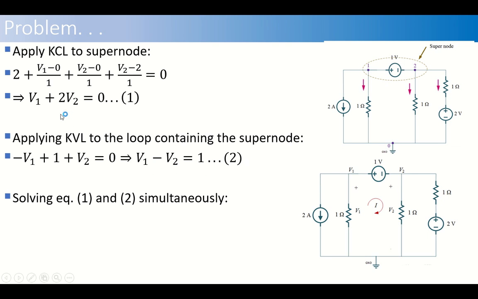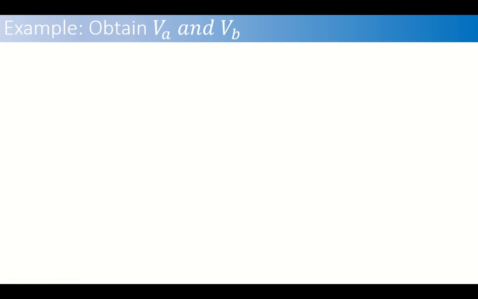So now we can easily solve these equations, that is equation number 1 and equation number 2, simultaneously. So in this case V1 is 2 upon 3 and V2 is equal to minus 1 upon 3 volts. So now we have the values V1 is equal to 2 upon 3 and V2 is equal to minus 1 upon 3 volts. So let's see another example.